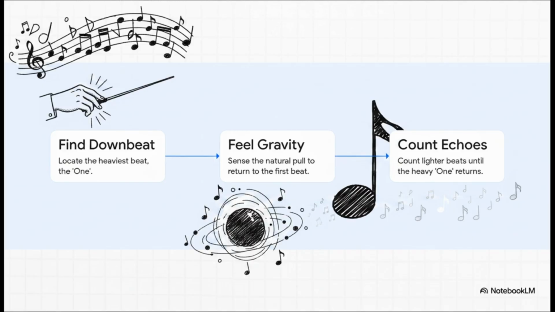Music has this natural pull, a literal gravity that always wants to return to that heavy first beat. And step 3, count the echoes. Once you hit that heavy one, you just count the lighter beats that follow it out loud until that heavy gravity pulls you right back to 1 again.